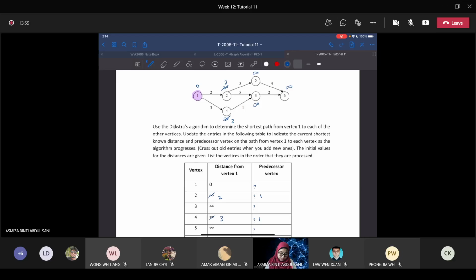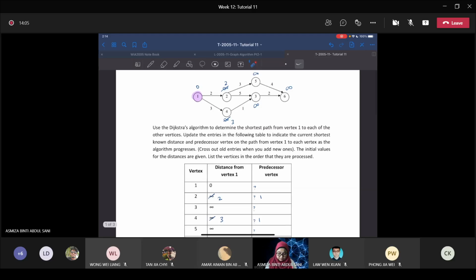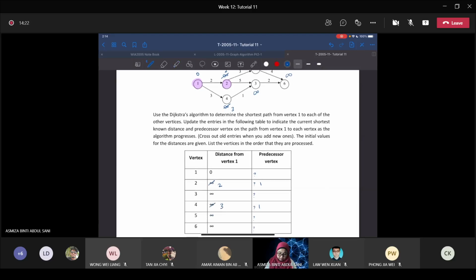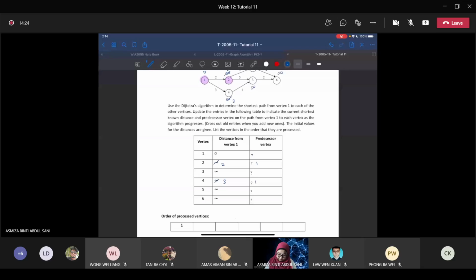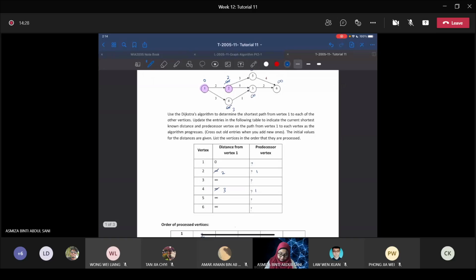How should we go about after this? We are supposed to choose which vertex to process. We need to consider either this vertex, which has value 3, this vertex with value 2, this, and this. So we have to choose the smallest one. Therefore, we're going to choose 2. So the next vertex that we're going to process is 2, and we write 2 here and do the same thing again.